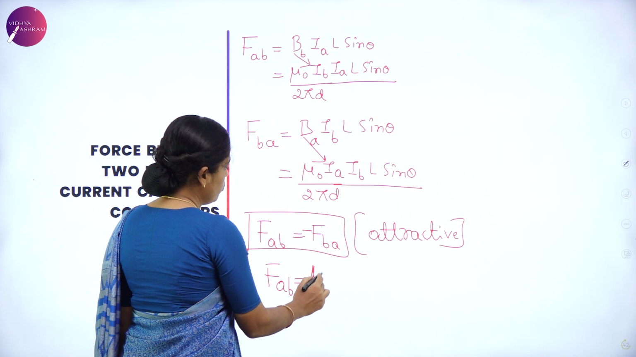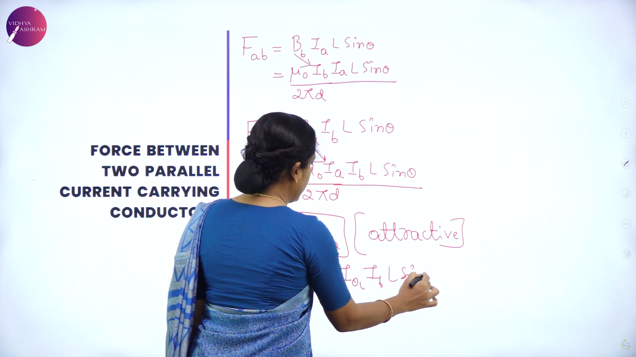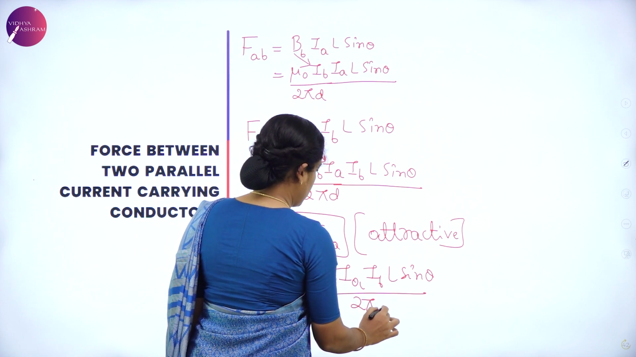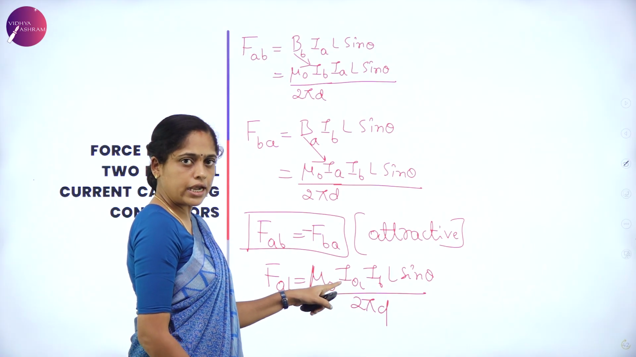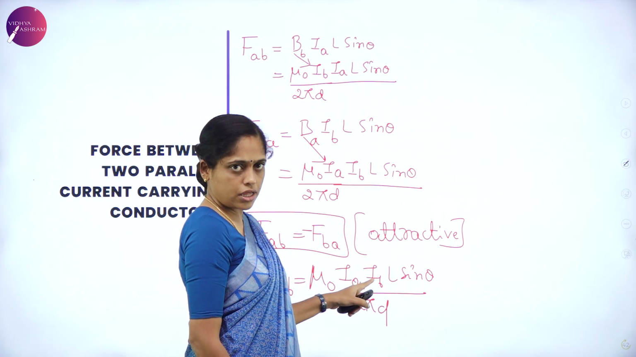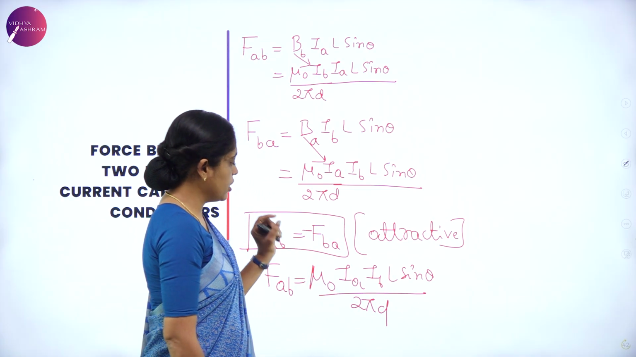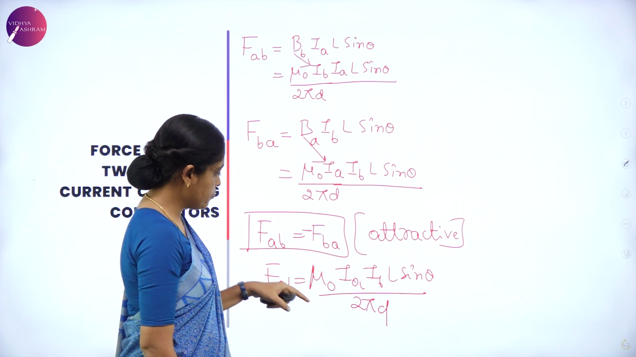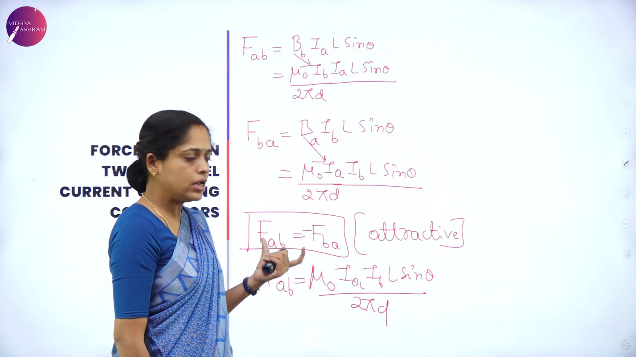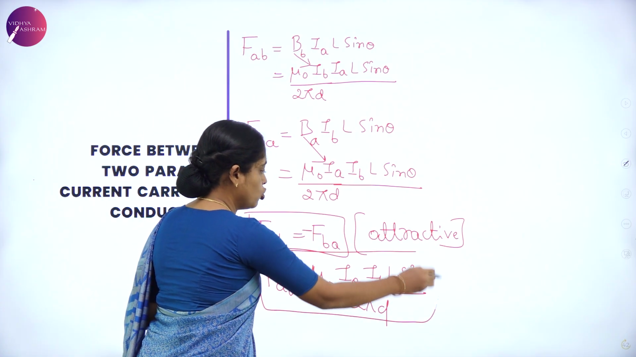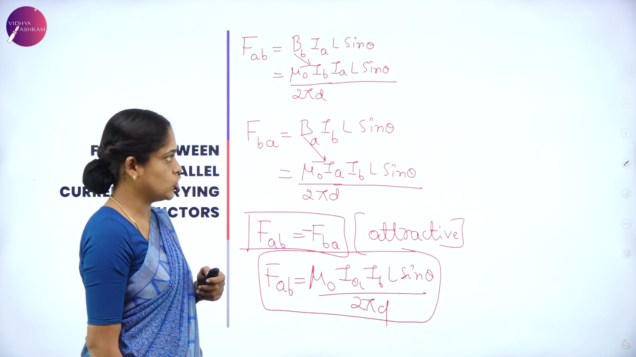F_AB is equal to mu naught I_A I_B L sin theta by 2 pi d, where mu naught is the permeability of free space, I_A is the current in conductor A, I_B is the current in conductor B, L is the length, sin theta is the angle between the magnetic field and L, divided by 2 pi d, where d is the distance between the two parallel conductors. So this is the force between the two parallel conductors, which is equal in magnitude and opposite in direction.